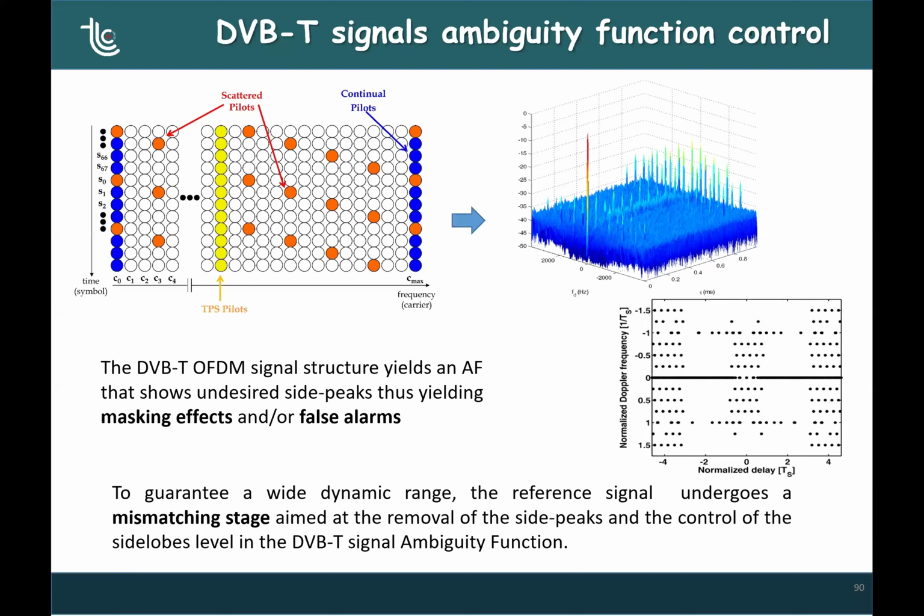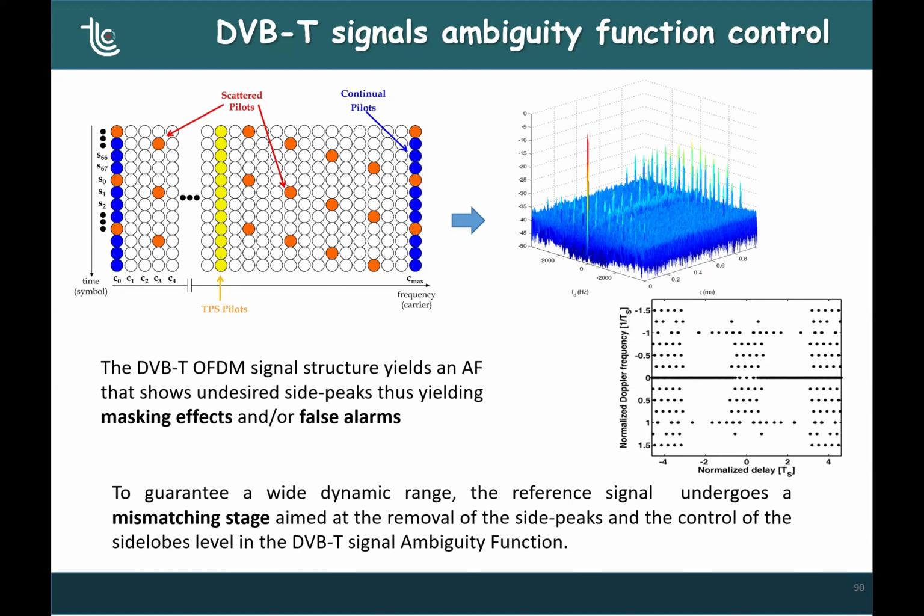You see that there are many side lobes, many peaks. All the black dotted points in the map are peaks that appear in the ambiguity function, and they are not targets, because in this case there is one single target, in the position 0 0, so 0 Doppler, 0 delay. All the others are peaks due to the shape of the signal.